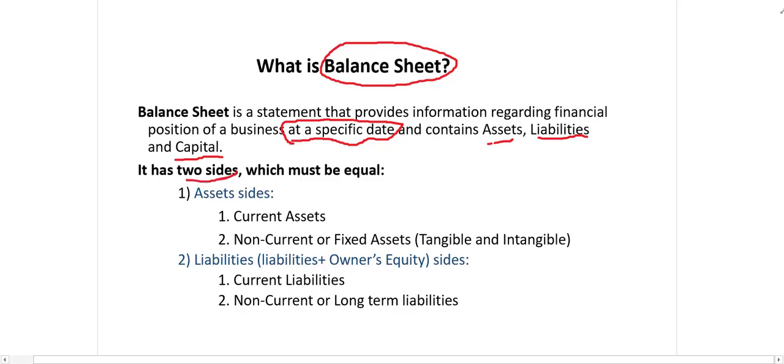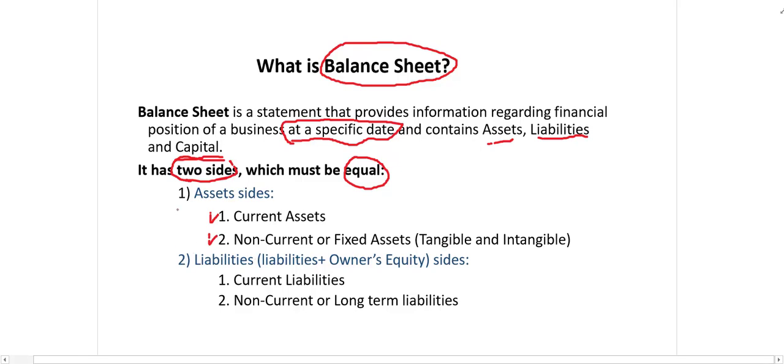The balance sheet is divided into two sides, or two parts. And the condition is that both sides should be equal. Both sides of the balance sheet should be equal. So the first one is the asset side. Like you have studied under accounting terminologies, assets are divided into two types: current assets and non-current assets. And we know the examples of all these.